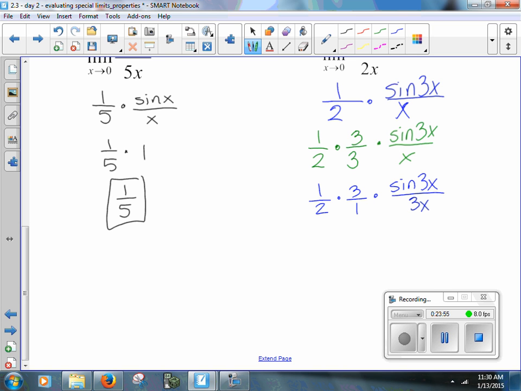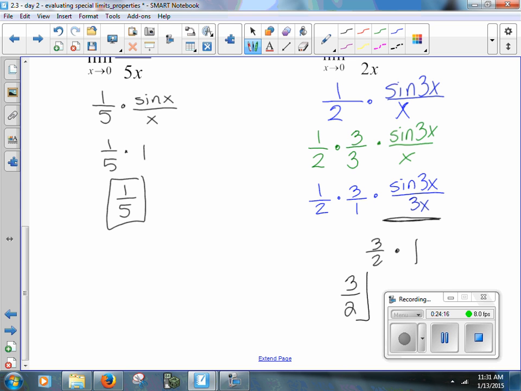Yes, we need 1. And what's going to equal 1? Sine of 3x over 3x, when I take the limit of it, is 1 times what? 3 over 2. Good. 1 times 3 is 3, 2 times 1 is 2. What's 3/2 times 1?